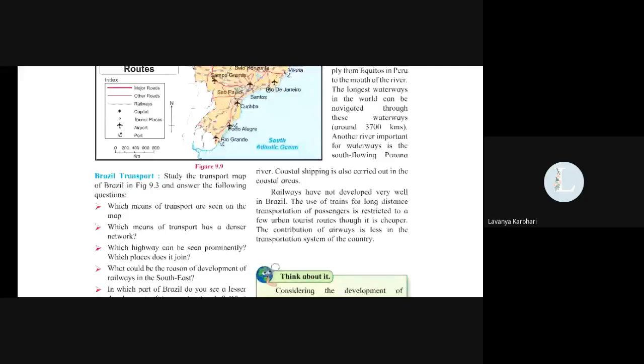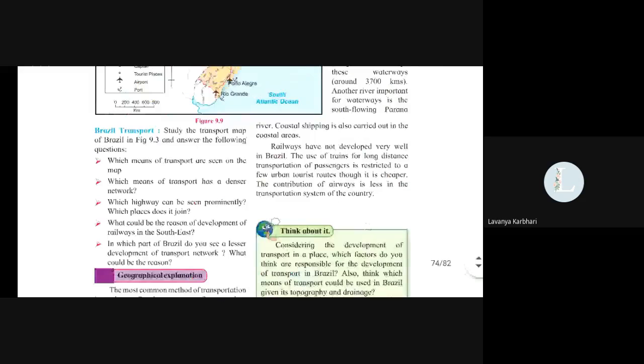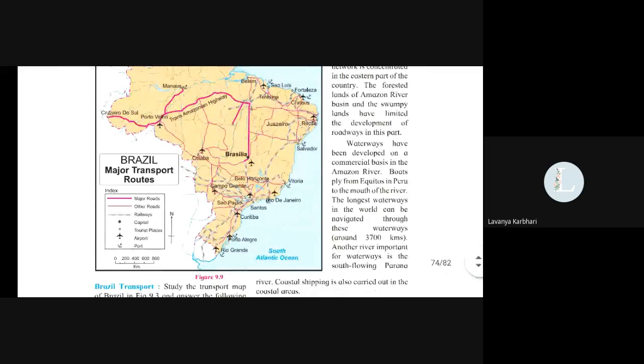You can easily see. Which means of transport has denser network? Railway network has, okay, denser network. You can easily see railway has the denser network in Brazil. Which highways can be seen prominently? तर prominently आपण कोणता हायवे बघू शकतो? ट्रान्स अमेझोनियन हायवे. Okay, major roads that we are able to see.